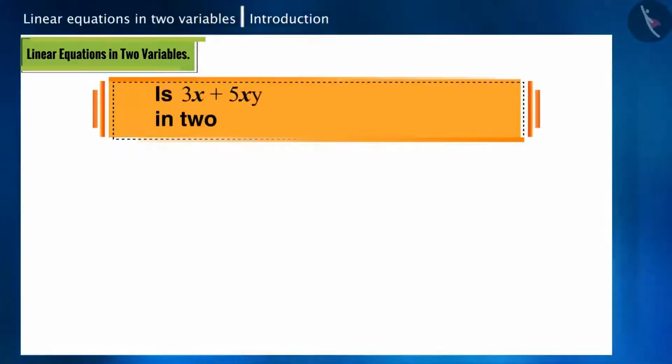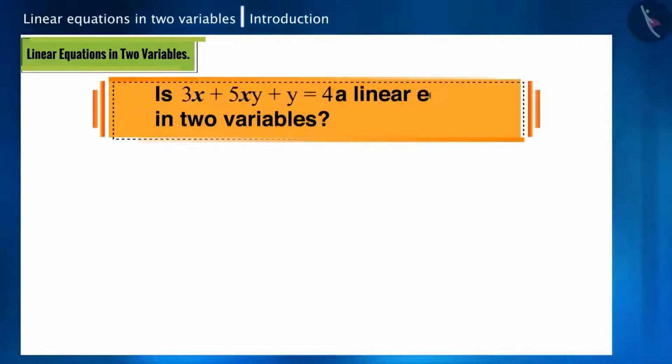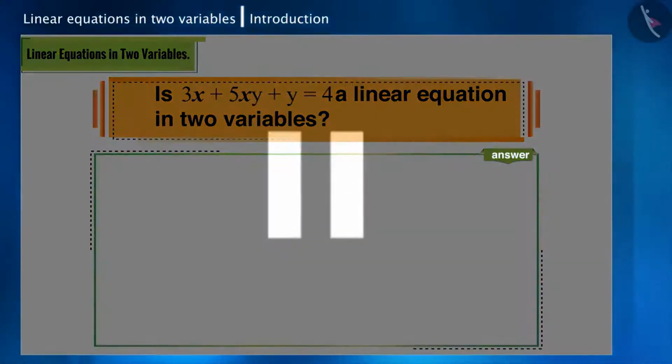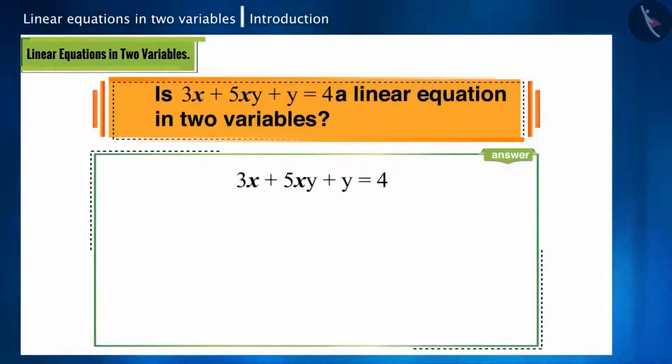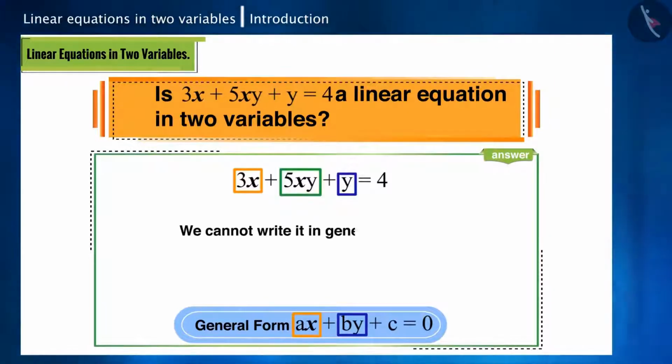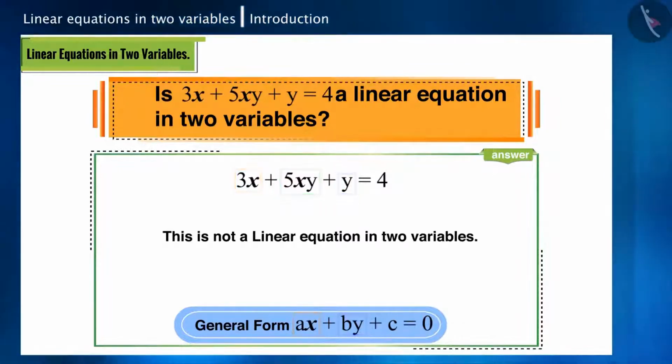Is 3x plus 5xy plus y is equal to 4 a linear equation in 2 variables? You can pause the video and think. There are 2 variables x and y in our equation and the maximum power of both is also 1. But if we compare it with the general form of a linear equation in 2 variables, it has a term in x and a term in y. But there is also an xy term in the given equation, because of which we cannot write it in its general form. That is, it is not a linear equation in 2 variables.